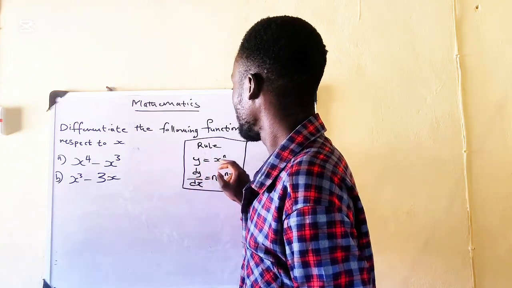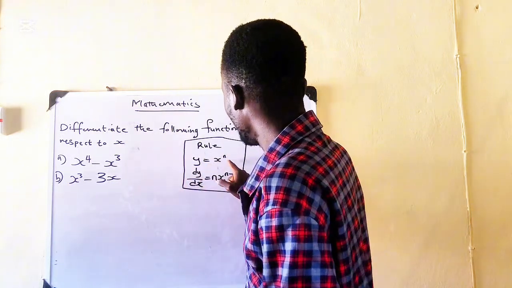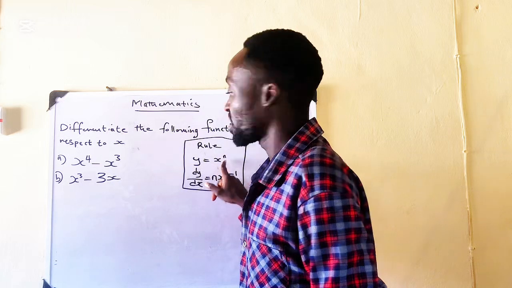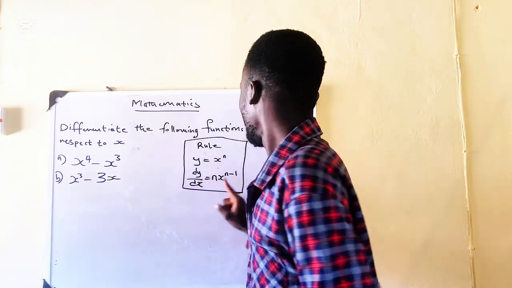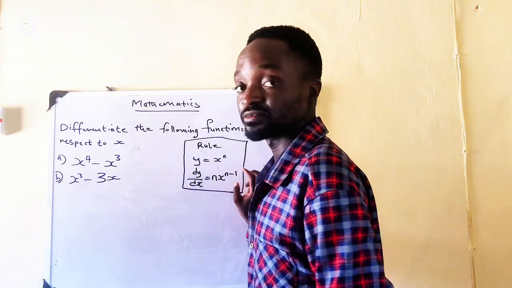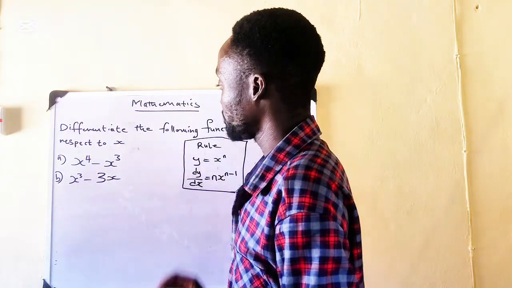So what this rule is trying to say is that if you have a function given as y is equal to x raised to the power of n, and you are asked to differentiate, what you will just do is bring down the power. This n represents the power. You bring down the power, then write that x as it is, then subtract 1 from the power. So that's the rule. Now let's solve this question using this rule.